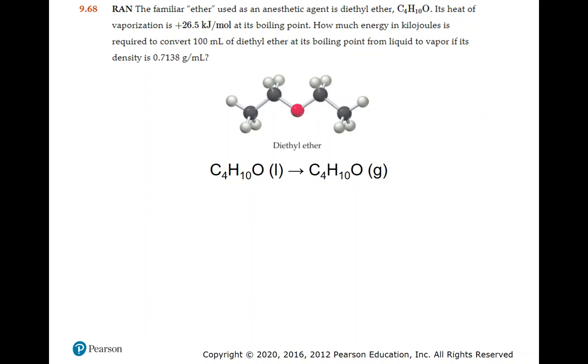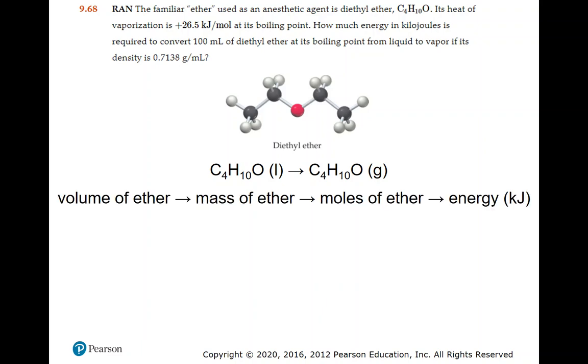Sublimation is solid to gas directly without passing through the liquid phase. And fusion is basically melting, where you go from solid to liquid. But here we're interested in vaporization. And so that reaction has an enthalpy change of positive 26.5 kilojoules per mole. So what are we going to do with the information we have? Well, that positive 26.5 kilojoules per mole tells us that for every mole of diethyl ether that vaporizes, we're going to need to absorb 26.5 kilojoules of energy from the surroundings.